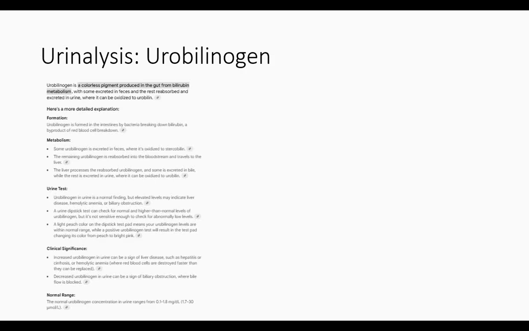All right, urine test. So urobilinogen in urine is a normal finding. Elevated levels may indicate liver disease, anemia, or other kinds of obstructions. Your normal range would be anywhere between 0.1 to 1.8 milligrams. Now it may vary depending on your lab results, so you might want to check their reference values.